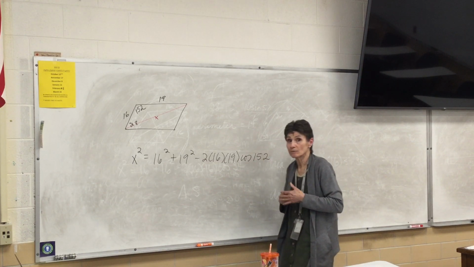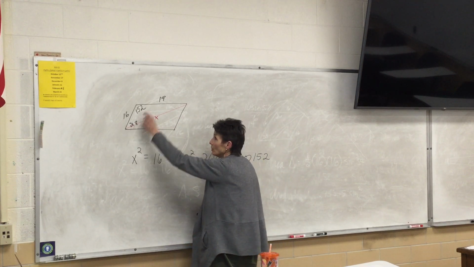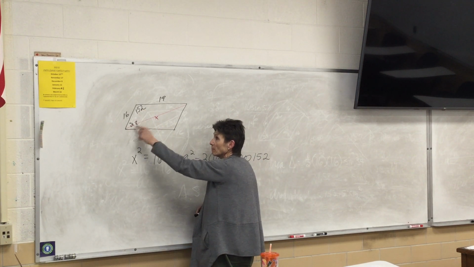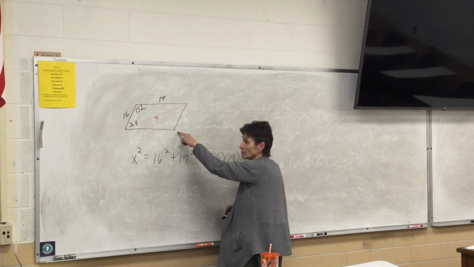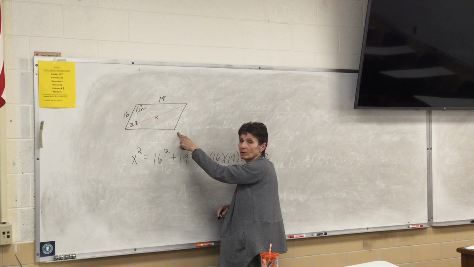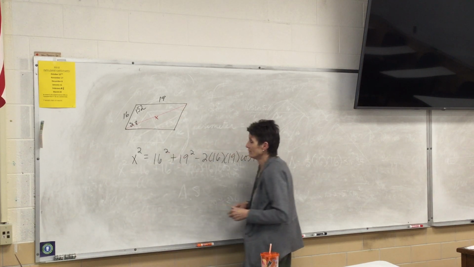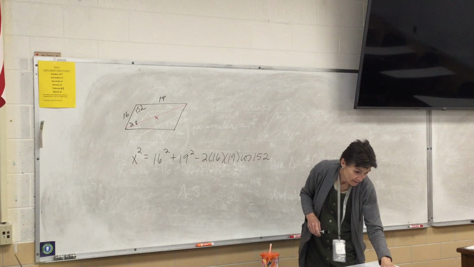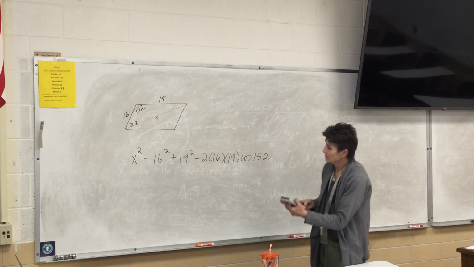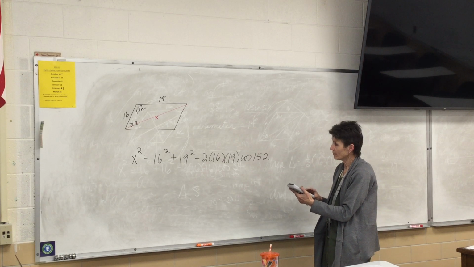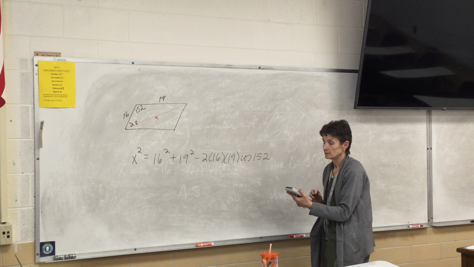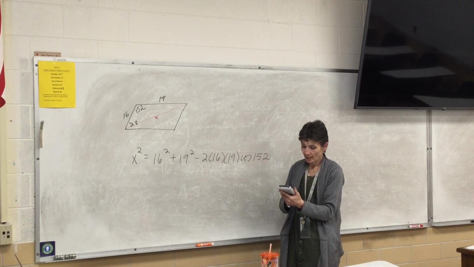Since we were finding the longer diagonal, we needed that angle, which is the supplement of the given angle. Obviously, the diagonal across from the 28 is going to be smaller than the diagonal across from the 152. So we want the longer diagonal. We'll type this in: 16 squared plus 19 squared minus 2 times 16 times 19 times cosine 152. Don't forget to square root it.